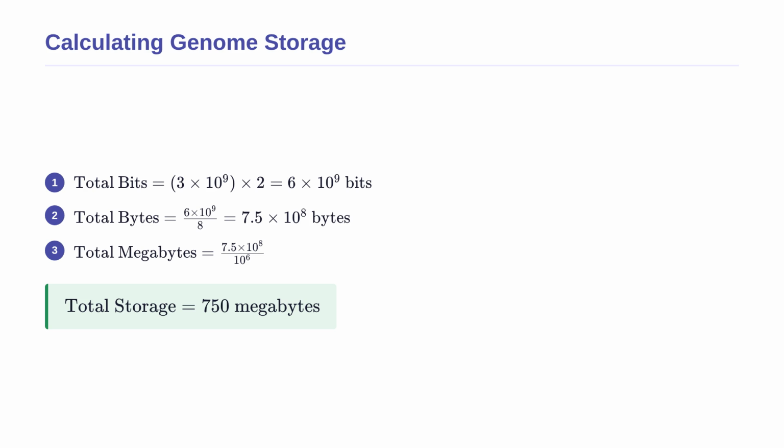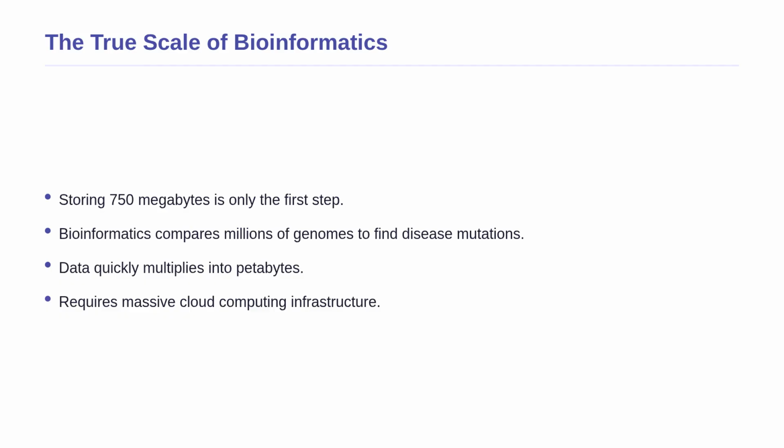This means the raw genetic code of a human being can easily fit on a standard CD-ROM or a small flash drive. While fitting a human genome on a flash drive sounds manageable, we must remember the true scope of our field. The challenge of bioinformatics is not just storing this 750 megabytes. The real work is comparing it against millions of other genomes to find tiny, single-letter differences that cause diseases. When you multiply this data by thousands or millions of patients, you quickly reach petabytes of data. This requires massive cloud computing infrastructure, proving that bioinformatics is truly a discipline of massive scale.